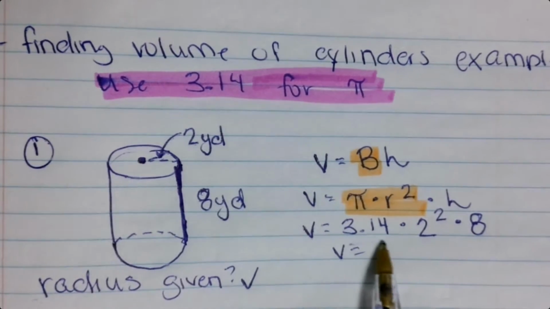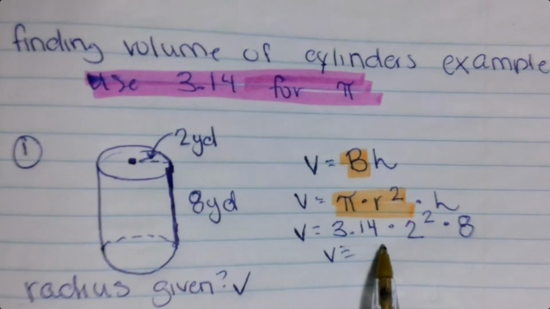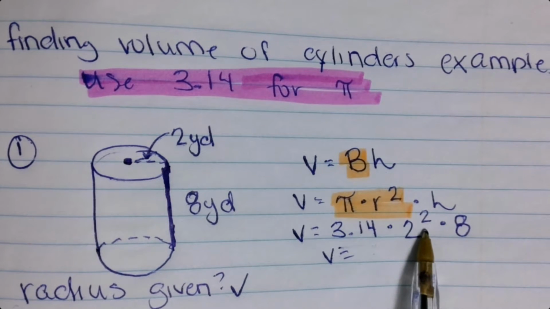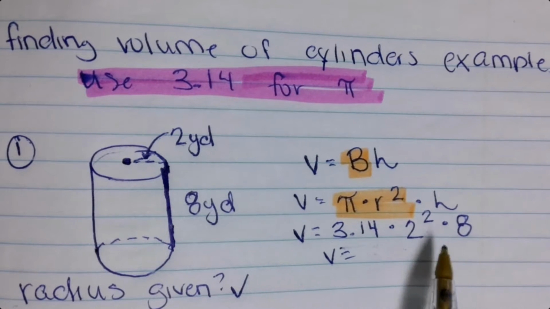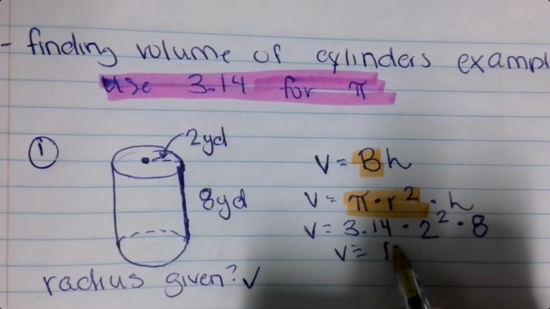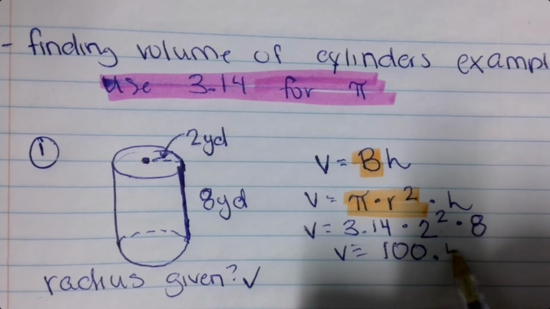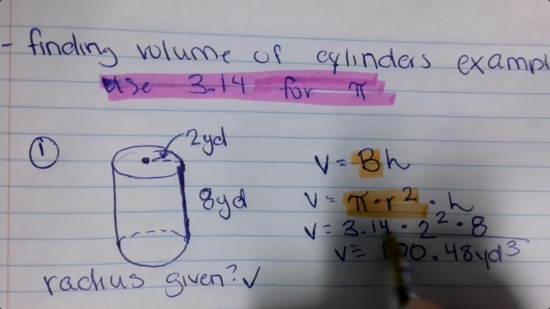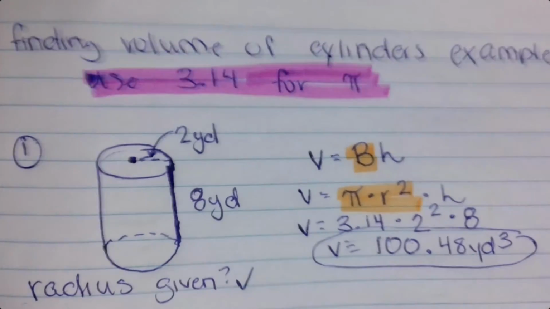So again, in your calculator, 3.14 times 2, then times it again because there's a small 2 here, so that means that there are 2 2's being multiplied, and then times 8. So you should have gotten 100.48, and this is going to be yards cubed. Our volume is always cubed to the third power.